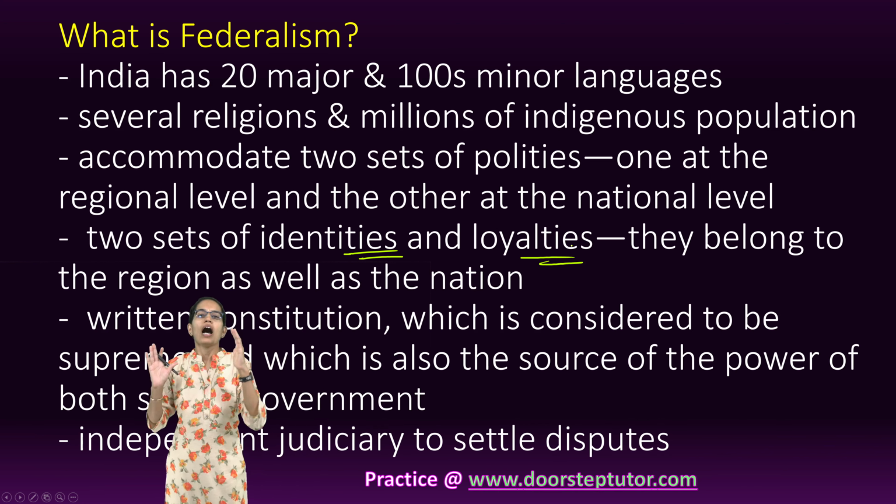Also, if in any case there is a dispute between the center and the state, or state and state, what we call interstate, then there should be a body which could give a decision whether party A is correct or party B is correct in case of a dispute. Now, when I say party, I am not saying a political party, but any two parties involved in the conflict. So here again, what is important is the role of an independent judiciary.